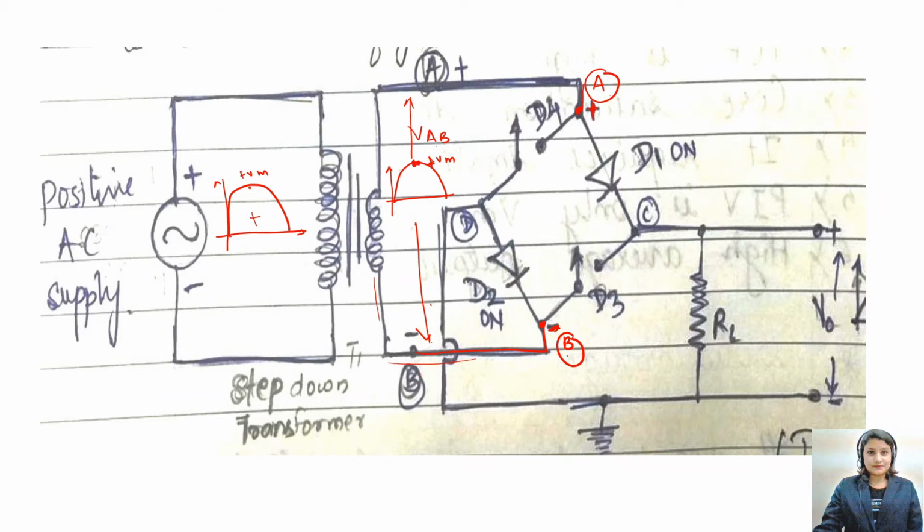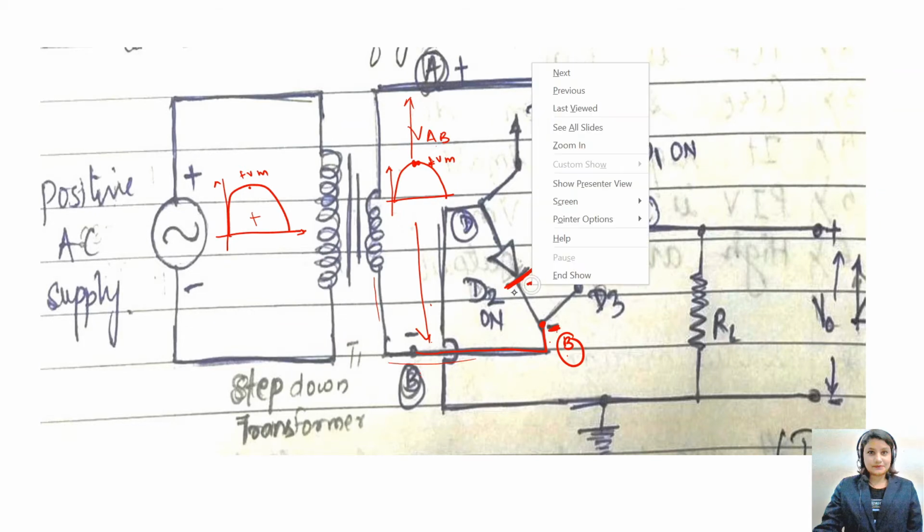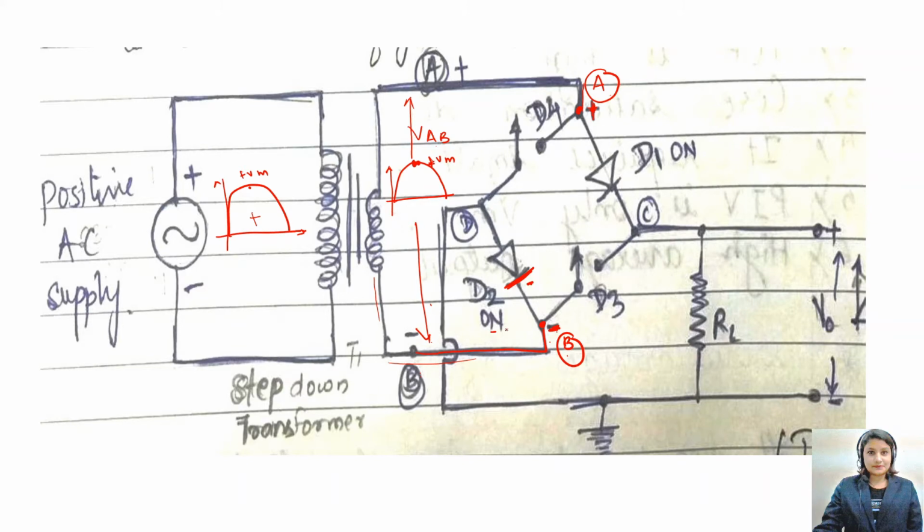So B is negative, and at this B point I have connected a diode whose negative terminal is connected. From the B point, which is negative, it is connected to the negative terminal of the D2 diode, and that is why your D2 diode gets forward bias.